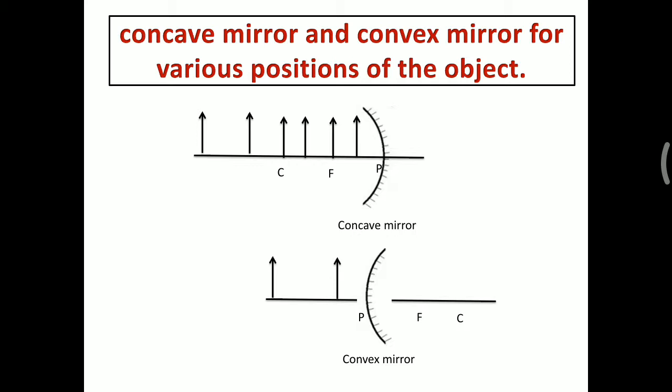But if you take a convex mirror, the focus and center of curvature are behind the mirror. So we can't keep the object behind the mirror. We have to keep the object only in front of the mirror. So only 2 positions we can keep the object for a convex mirror. One is infinity and another one is between infinity and pole. So these are the various positions of the object.